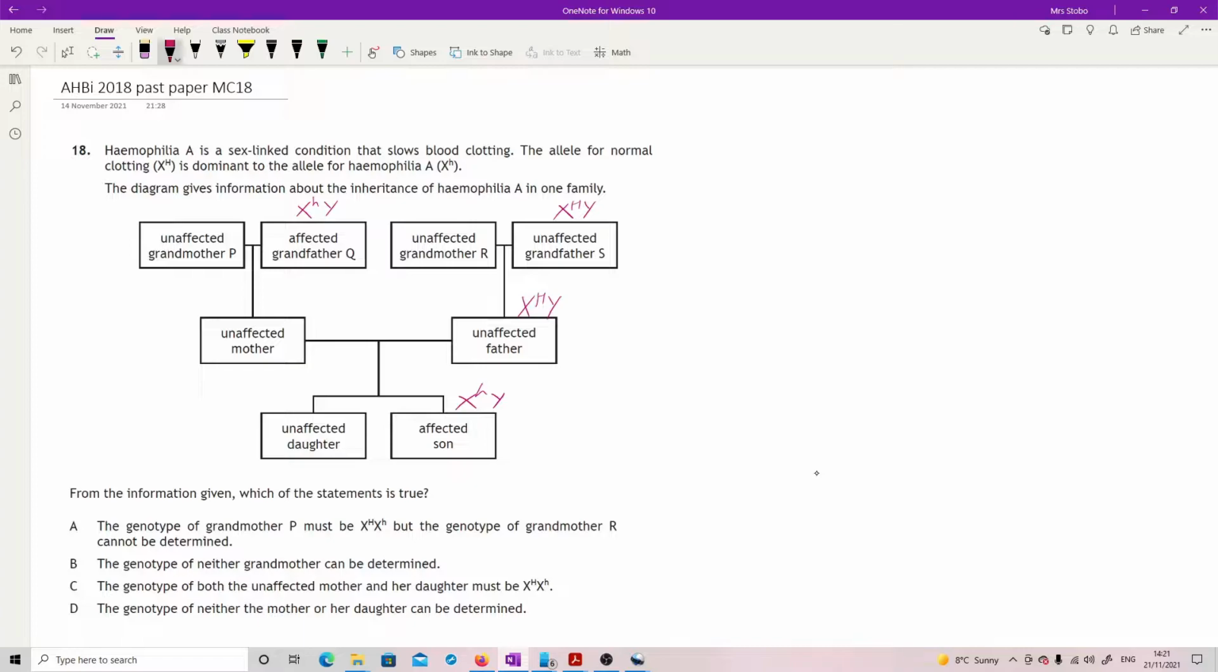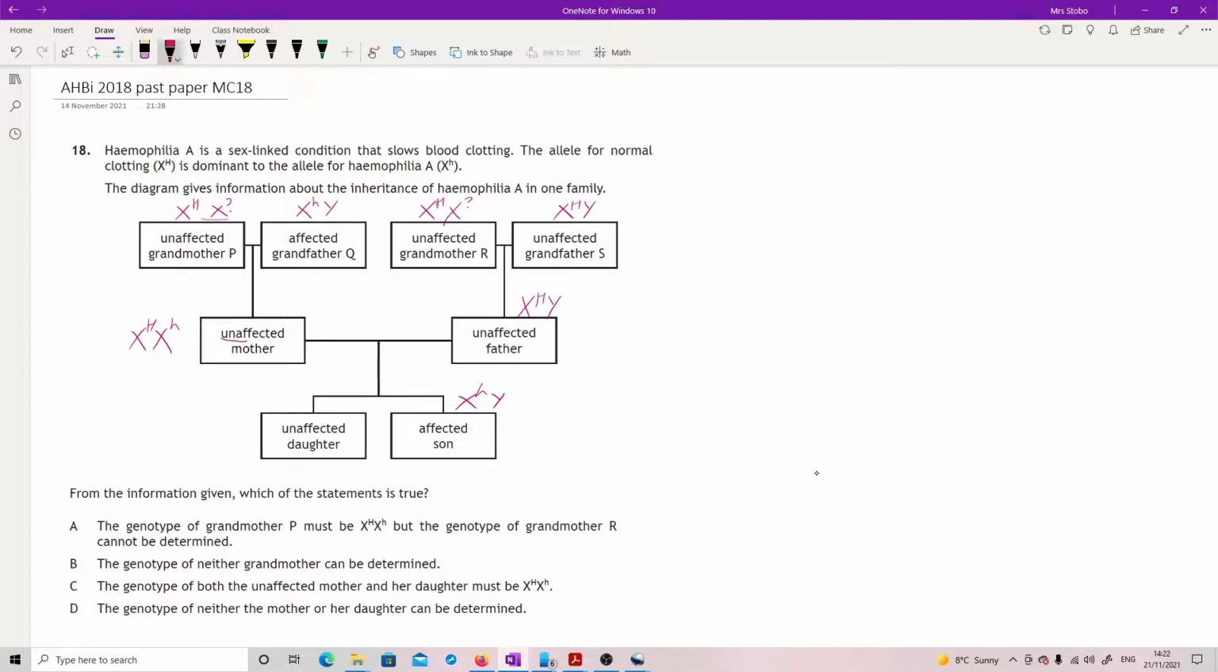Okay, right, then we've got to do some kind of backtracking and figure out what's going on with this one. So P and Q had a daughter, so that's XX over here. And dad could only have given the X little h, but she was unaffected, so that meant she was X big H, and that must have come from grandmother P. But we have no idea what is on the other X. Is it a big H or a little h? We can't tell. On the other side, the unaffected father got the Y from his dad, grandfather S, so the X big H must have come from grandmother R. And the same thing here, I don't know what that one is.